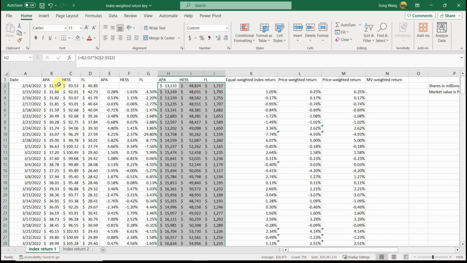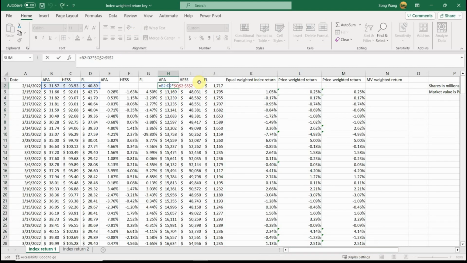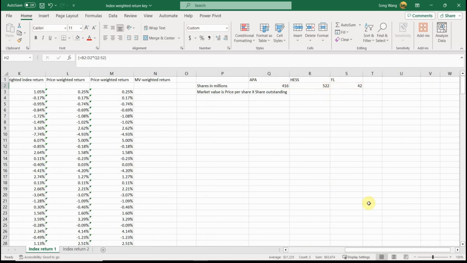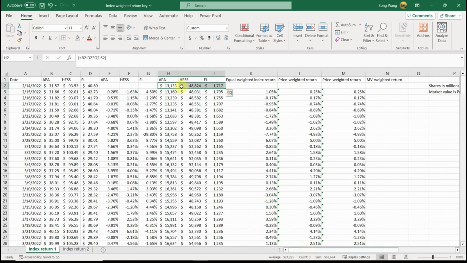Okay, so it is the prices times the shares, and you're going to use the price row times the shares row. And then do Control-Shift-Enter. Before that, make sure you select the entire output area and then put the multiplication. All right, so let me do it again. It is the prices times the shares. Control-Shift-Enter. You get all of them.